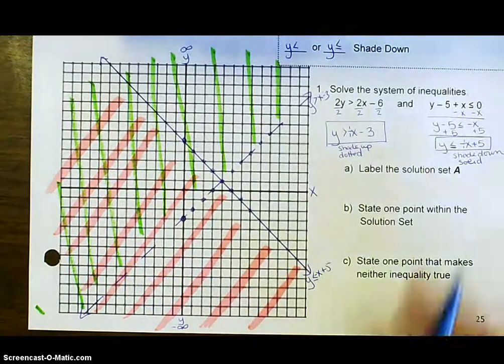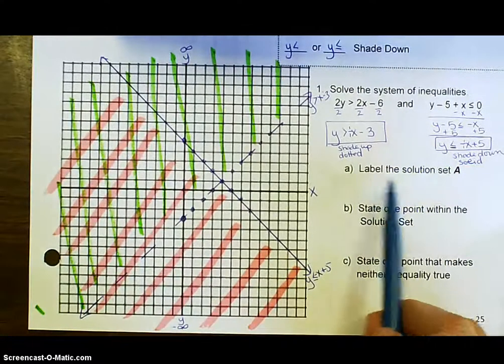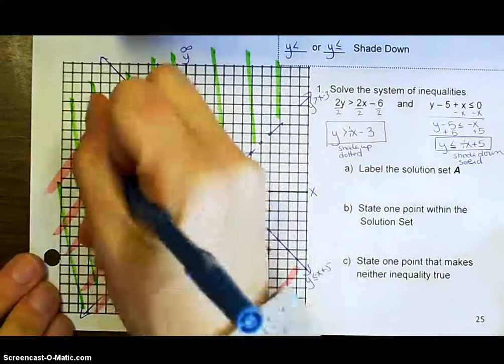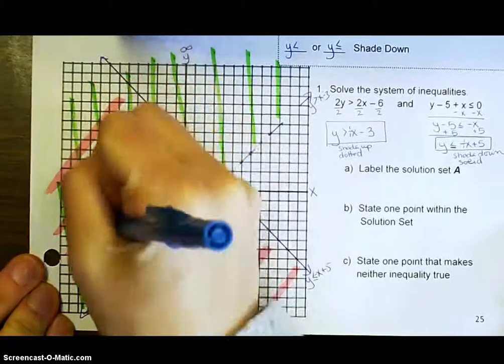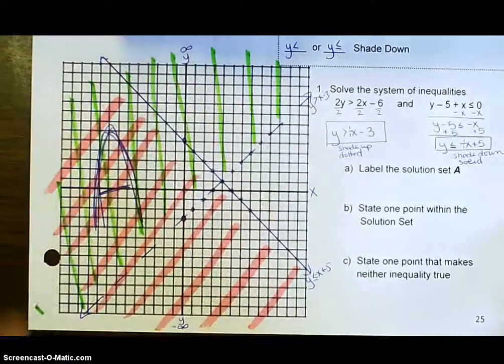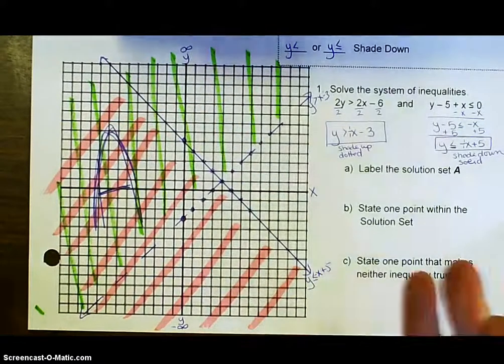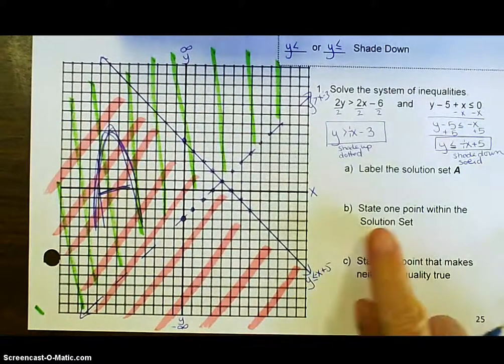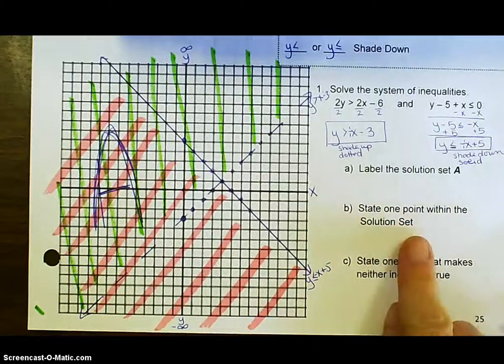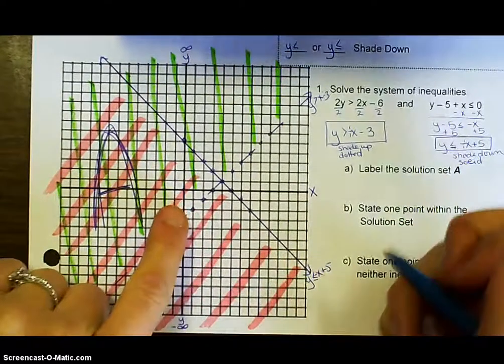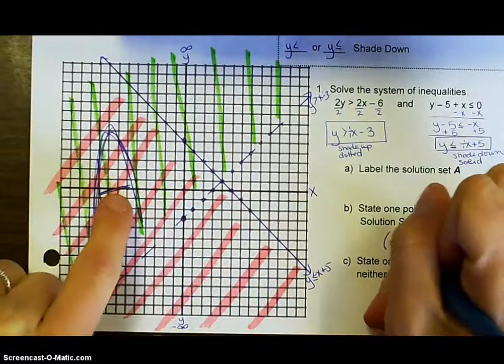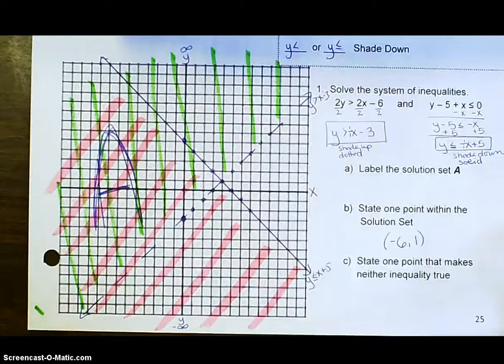So now we have to answer some follow-up questions. Label the solution set as A. So here's my big A. The solution set is where we shaded twice. It is for both of the inequalities. State one point within the solution set. So I want to pick any point inside of here. So I'm going to go ahead and pick negative 6, 1.